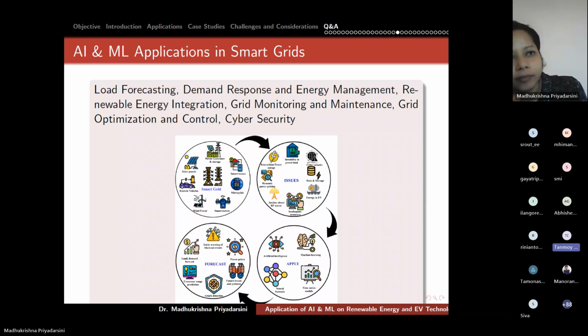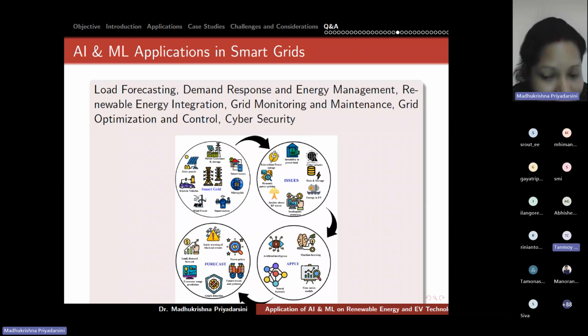Madam, your voice is breaking in between sometimes. Hello? Generator and storage. Yes. Hello? Yes, madam? Yeah, hello. I think your voice is breaking in between. Okay. Is it audible now? Yeah, yes. Now it's not a problem.